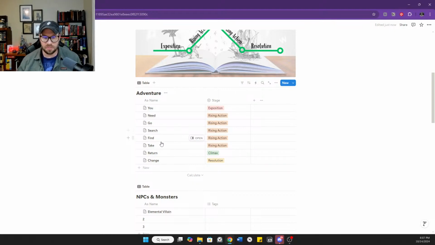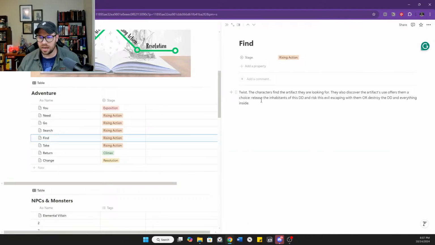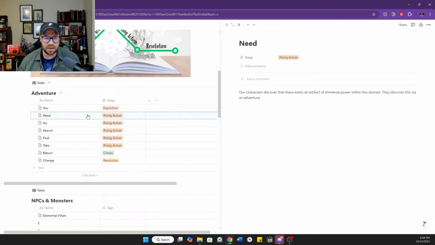So starting from that find point, perhaps the adventure where the characters discover the artifact that we talked about. I think that's what we said. Yes, they find the artifact they're looking for, and there's an argument to be made for us starting here, building out this adventure, and then figuring out how we got here and what happens afterwards. But maybe we'll come back to that. We may end up doing that as is.